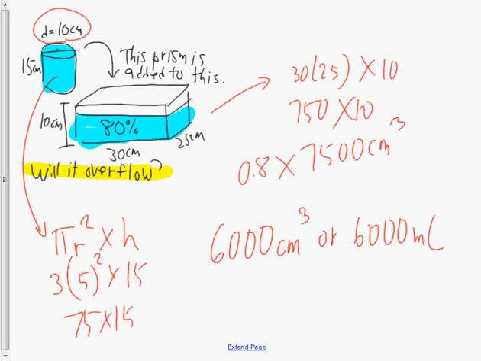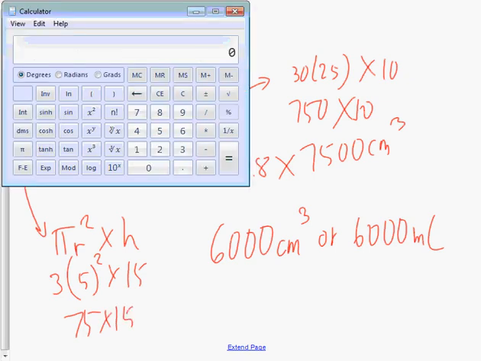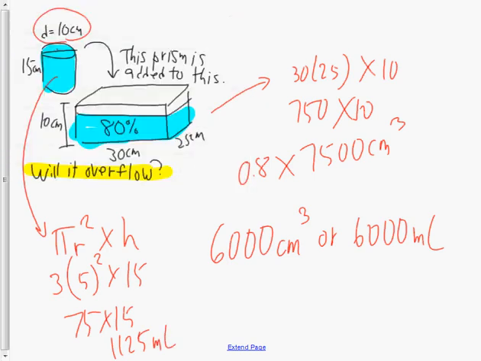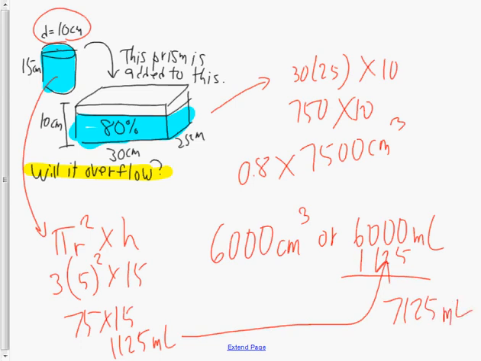Take my calculator. The volume of liquid in that cylinder is 1,125 milliliters, or cubic centimeters. If I add that on to the amount of liquid in there, add that on to what's currently in there, I get 7,125 milliliters. We already know that the full capacity of that aquarium is 7,500.